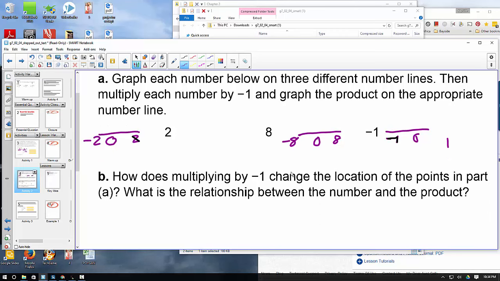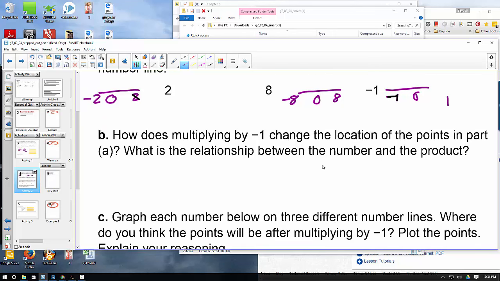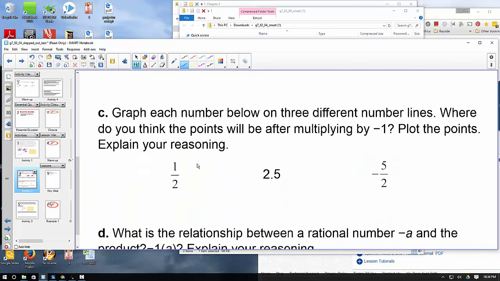So how does it change the location? Well, it appears to change the location in reference to 0. So if it was at negative 2 here, it now goes 2 units away from 0 the other way. If it was negative 8 units away from 0, when I multiply by negative 1, it becomes a positive 8, and so on. And now it says, what do you think is going to happen when I do this? Well, if it's at 1/2 away from 0, if I multiply by negative 1, it is now negative 1/2 away from 0. It's still the same distance from 0, just on the other side of the number line.